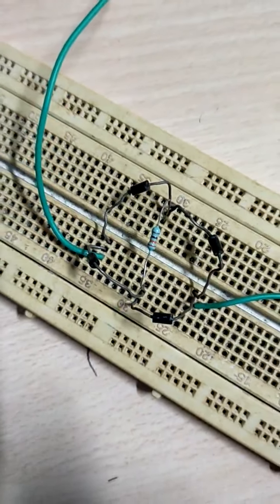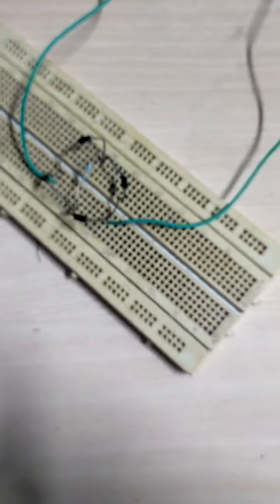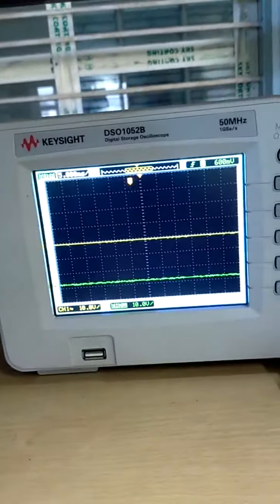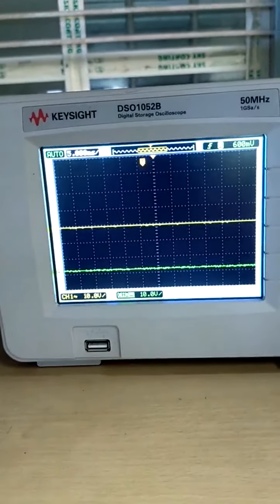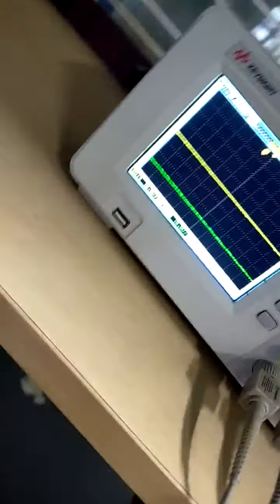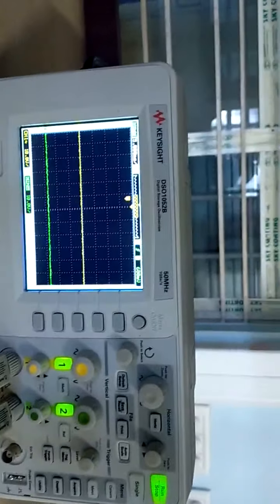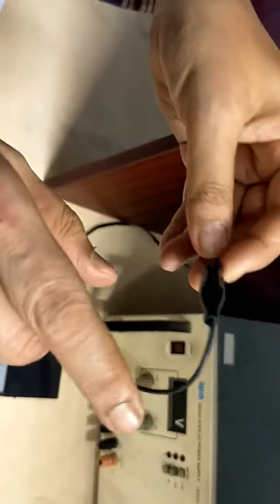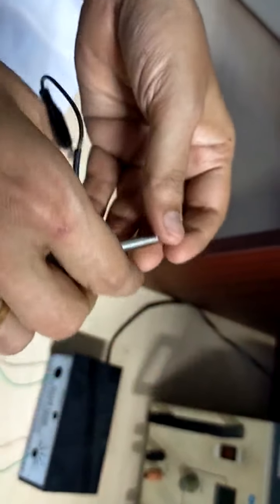Now we will show you the AC signal, the sinusoidal signal. This is our display where you can see both the input signal and the output signal. This is called DSO, digital storage oscilloscope. This is called a probe. A probe is the instrument or accessory, you can say, which is used to connect the circuit with this display.